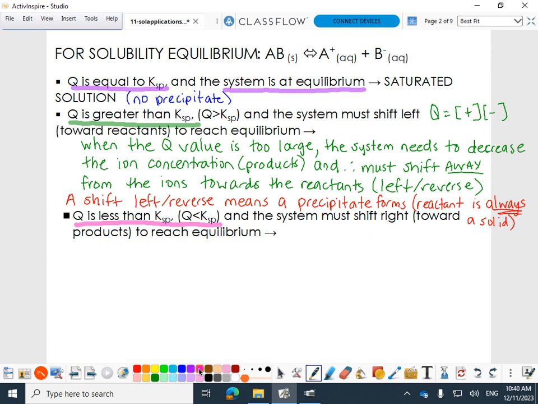So when you write your dissociation equation, you have to put (s) and (aq). If you forget about the charges, that's okay, but you need to know where is the solid and where are the aqueous ions, okay?